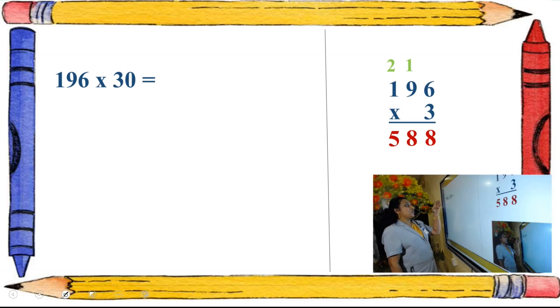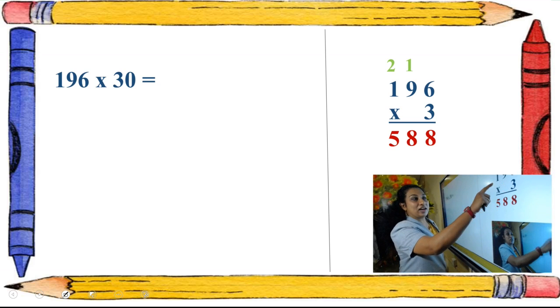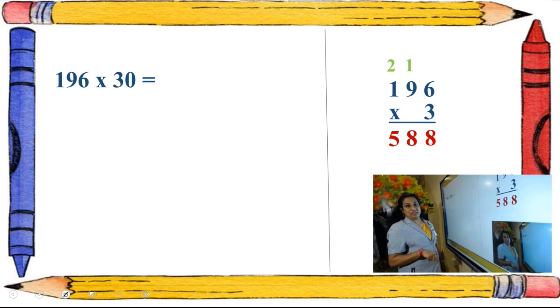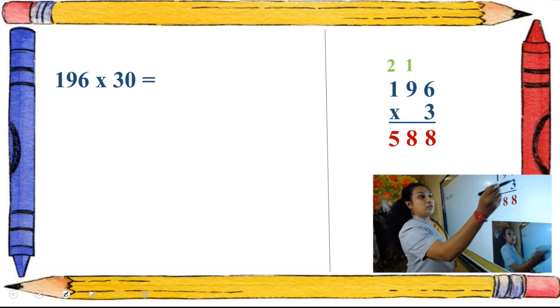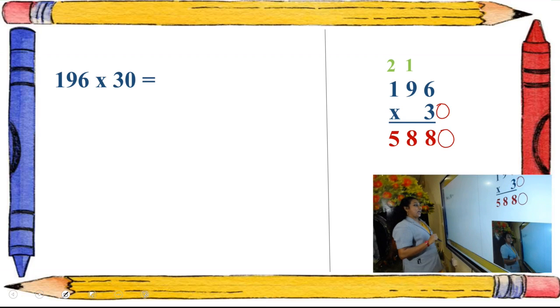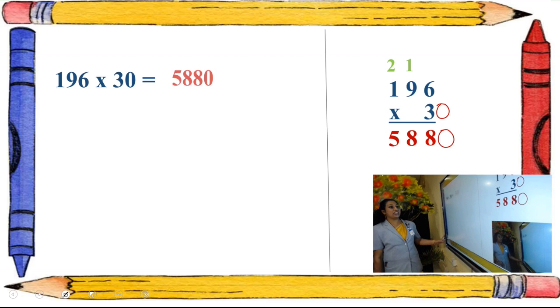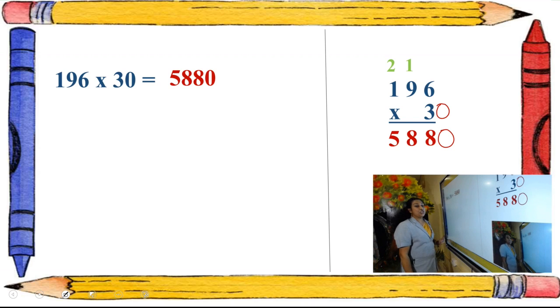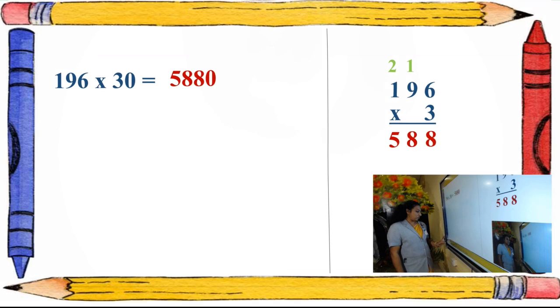Look at the question. It is 196 into 30. We have multiplied only 196 into 3. Isn't it? So, if it is 30 means you have to insert 1 zero here. So, the answer is 5880. 196 into 30 is 5880. All of you understood? Is it clear for you? Okay, we'll pass on to the next question.